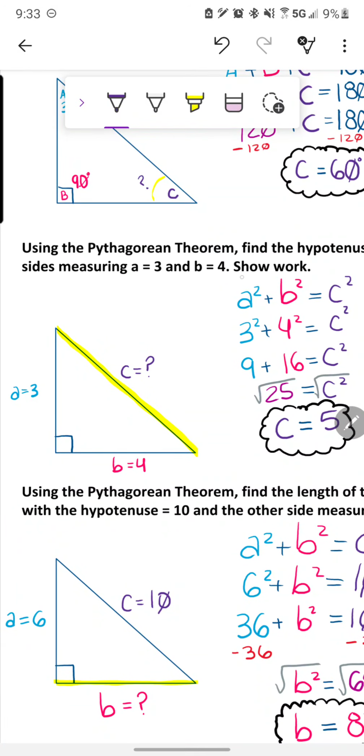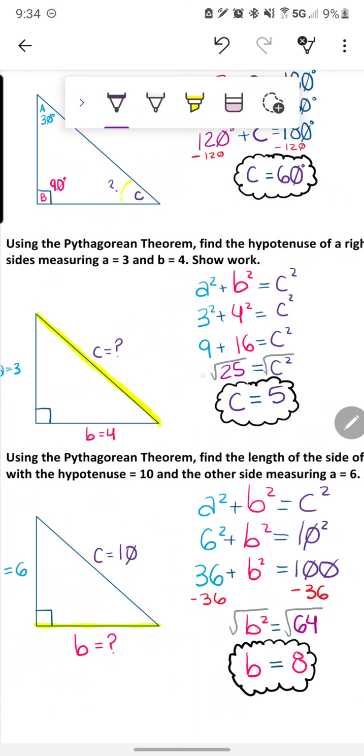So the Pythagorean theorem is A squared plus B squared equals C squared. So let's plug in the numbers. A is 3. B is 4. 3 squared equals 9. 4 squared equals 16. 9 plus 16 equals 25. Now we have to find the square root of 25 on both sides. Or not both sides, but we gotta square root both sides. And that will make C equal 5. And that is our answer for the second question. The hypotenuse equals 5.